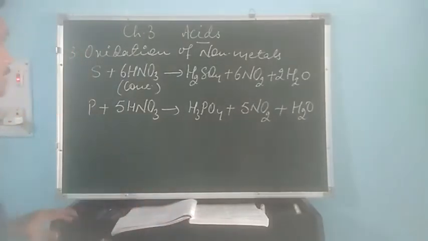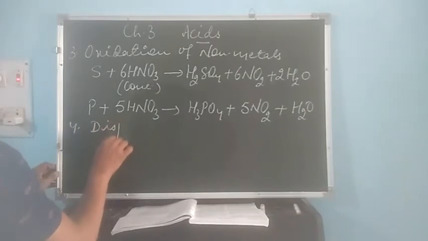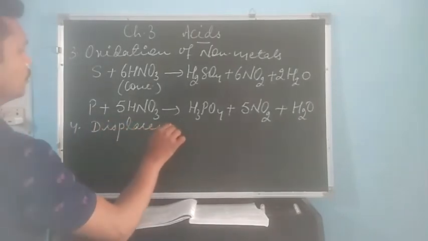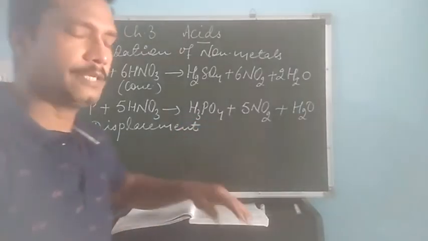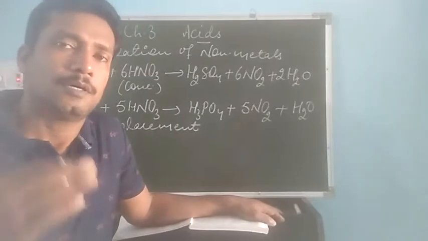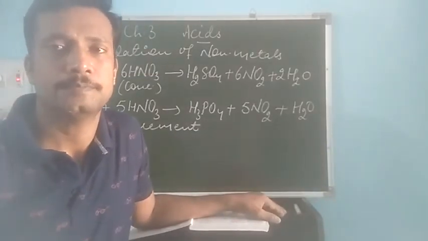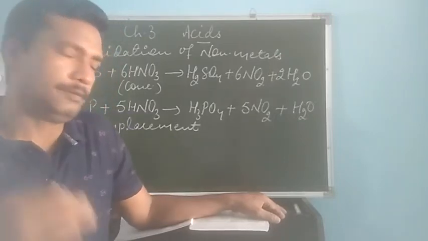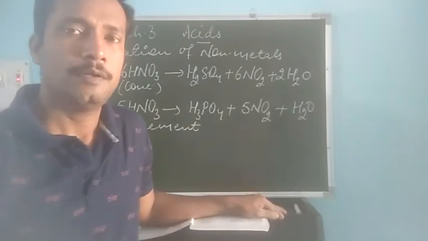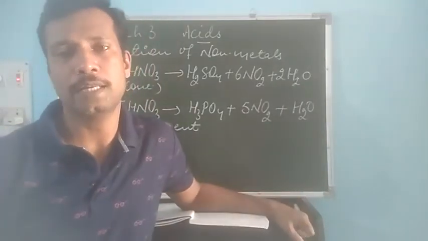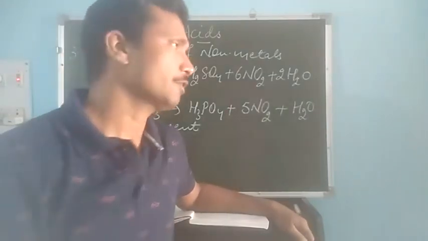Now we have the last method, which is the displacement method to prepare acid. Using this method we can prepare a volatile acid using a non-volatile acid. Like hydrochloric acid can be prepared, nitric acid can be prepared, but for this we need a non-volatile acid like concentrated sulfuric acid. So let us see how this can be done.